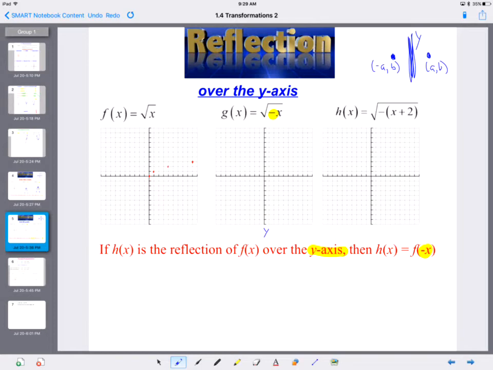So the (0, 0) stays. The (1, 1) becomes (negative 1, 1). The (4, 2) becomes (negative 4, 2). And the (9, 3) becomes (negative 9, 3). And you can plug those values into the equation and see if they work. If you plug in negative 9, the opposite of negative 9 is 9, square root of 9 is 3.